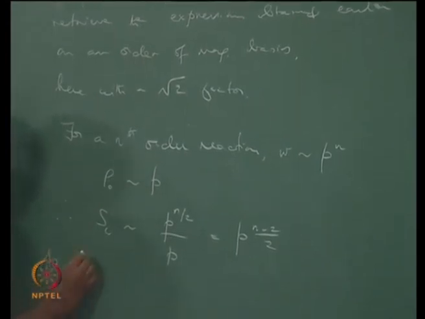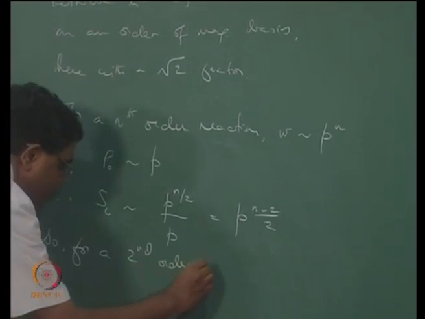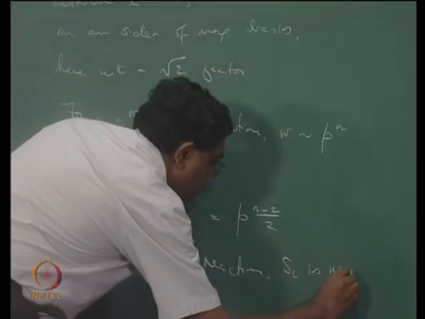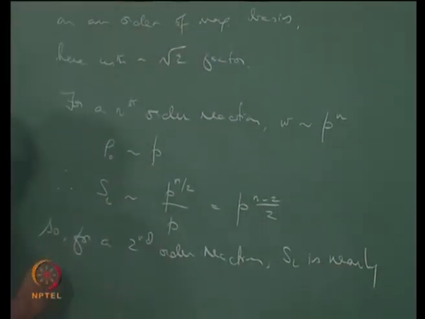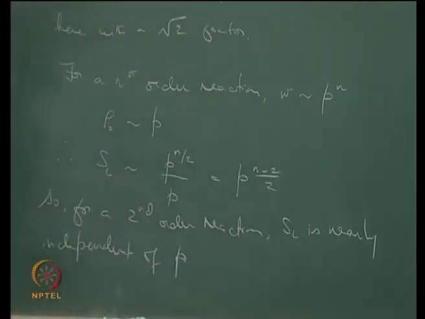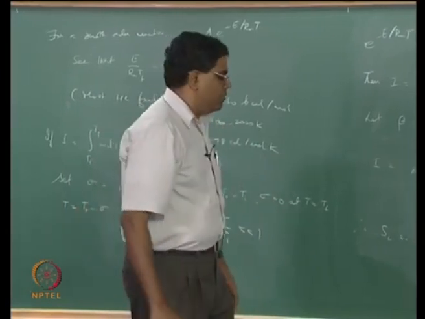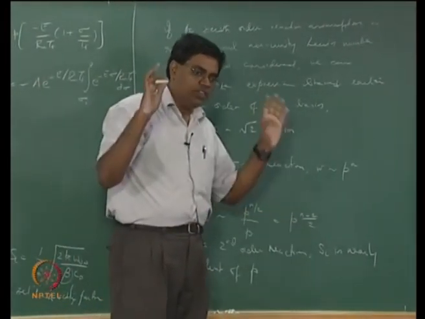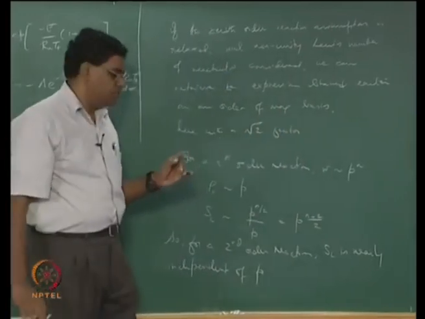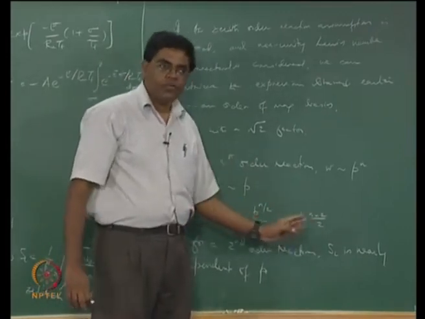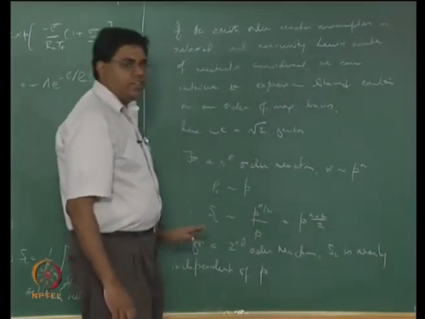So for a second order reaction, SL is nearly independent of pressure. Keep in mind, order is a global quantity. It's valid for a global reaction, or if you're able to represent a scheme of elementary reaction steps in terms of a global reaction, so it doesn't have to be an integer. Typically, for most second order reactions, let's say gaseous hydrocarbon oxidation, the order of the reaction is going to be somewhat like 1.8. So it's not going to be exactly 2, right? There's a reason why I'm saying nearly. So we find that there is a weak dependence on pressure.